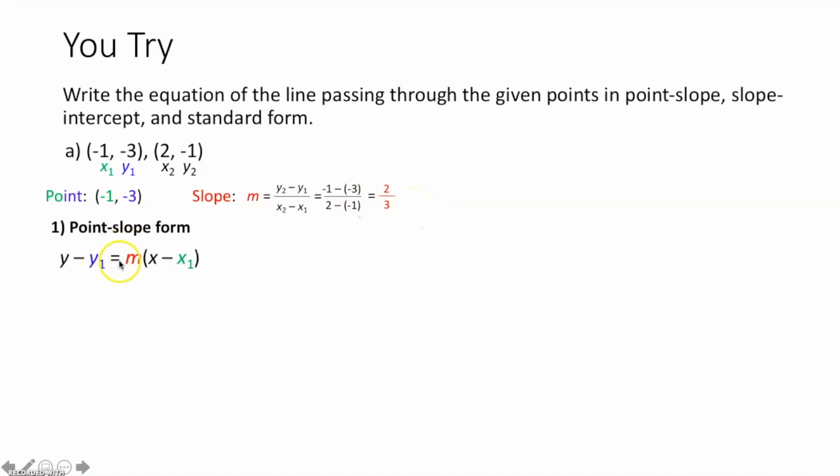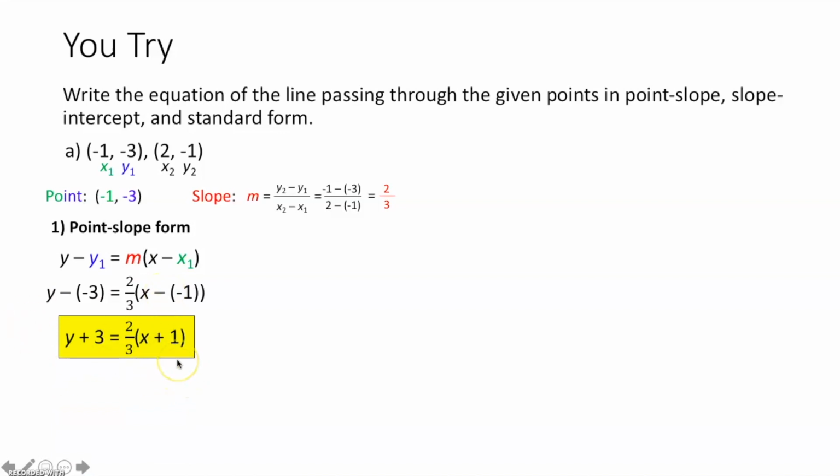y minus y sub 1 is equal to m times the quantity x minus x sub 1. Negative 1, we're going to plug in for x sub 1. Negative 3, we're going to plug in for y sub 1. And 2/3, we plug in for our m. Now can we simplify this at all? Well, yeah. y minus negative 3 is the same thing as y plus 3. And then x minus negative 1 is the same thing as x plus 1. Now I have point slope form.